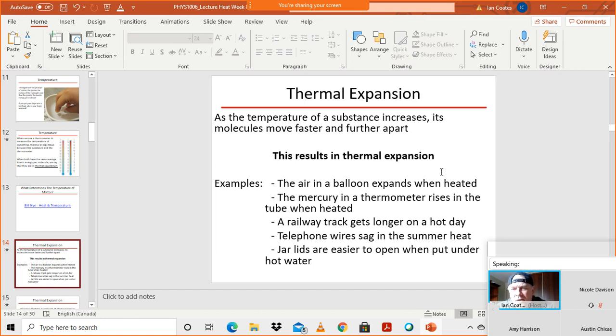Railway tracks actually get longer on a hot day. Bridges, anything that we make in construction, they take this thermal expansion into account. And especially here, look at our roads.